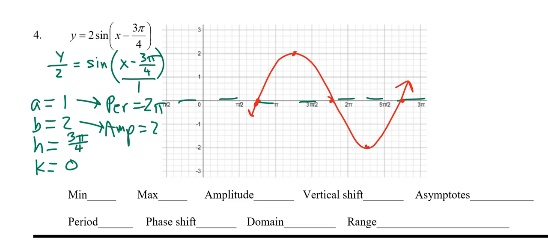Where's this 3 pi over 4? That would be a 6 pi. Just take that fraction and change those chords. 6 pi.